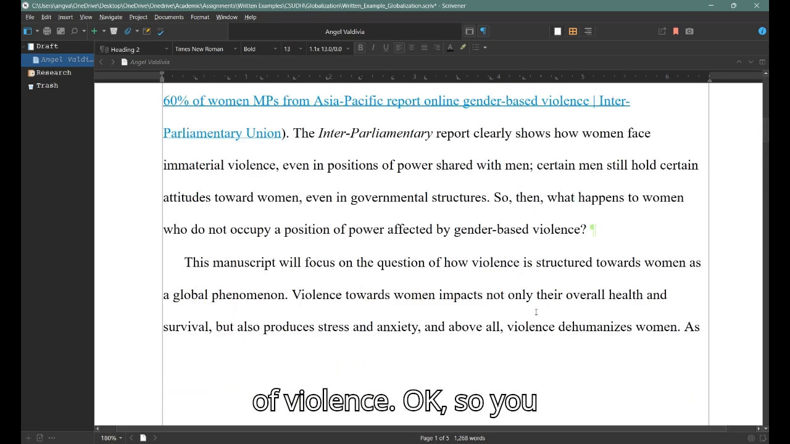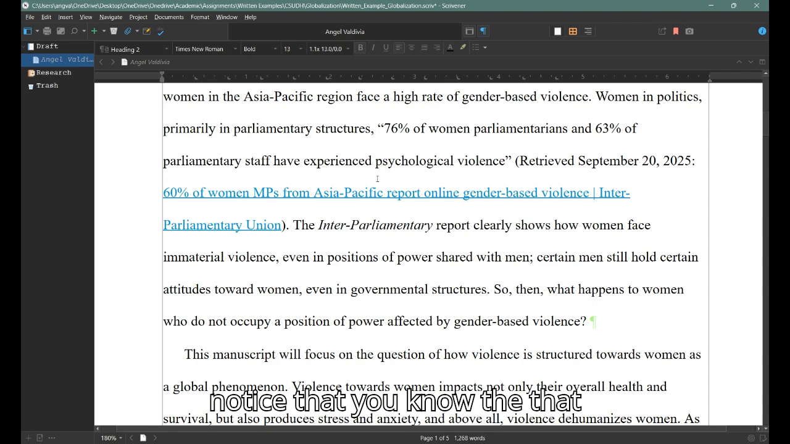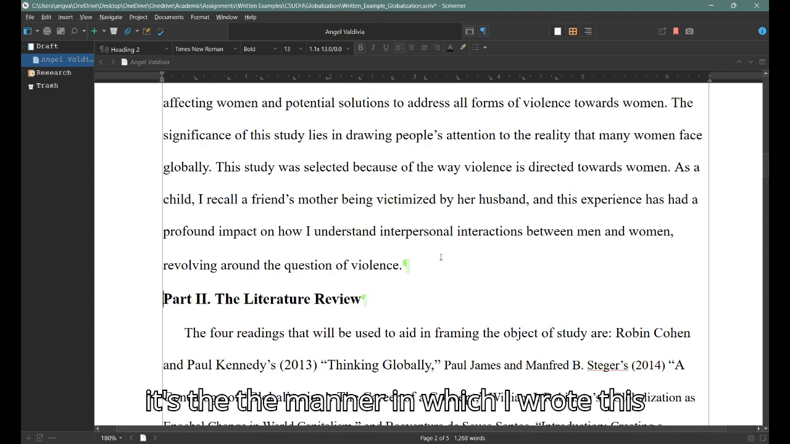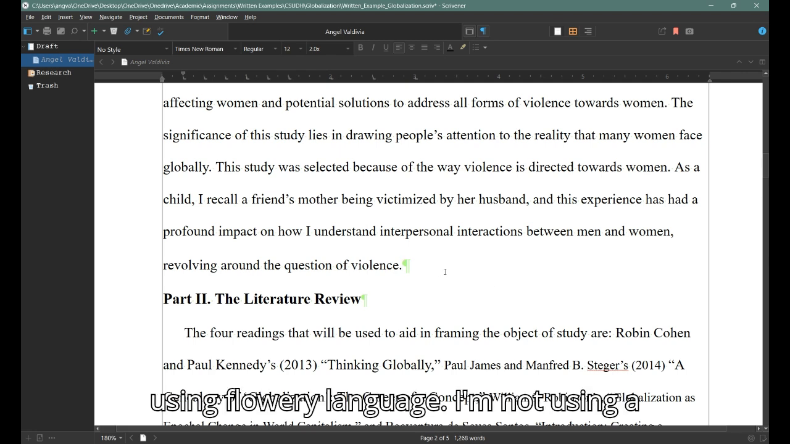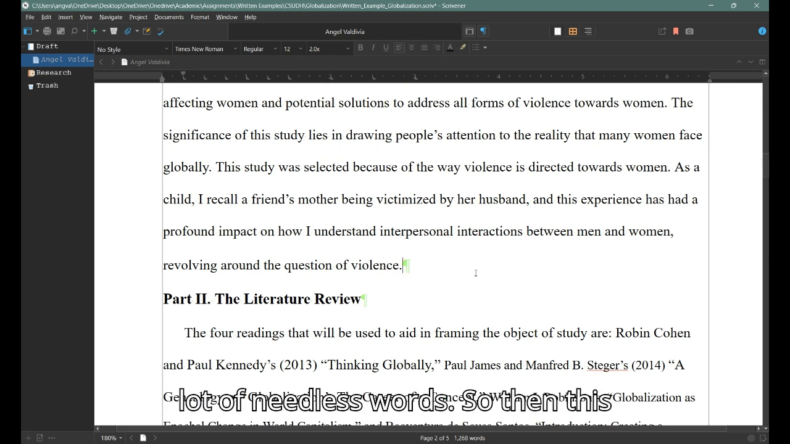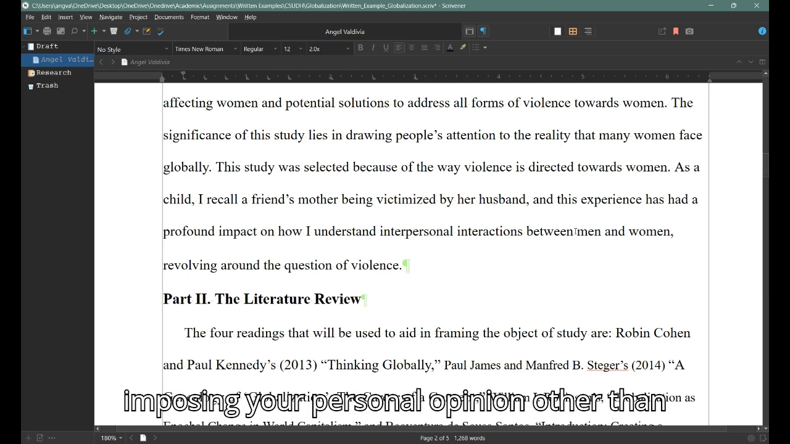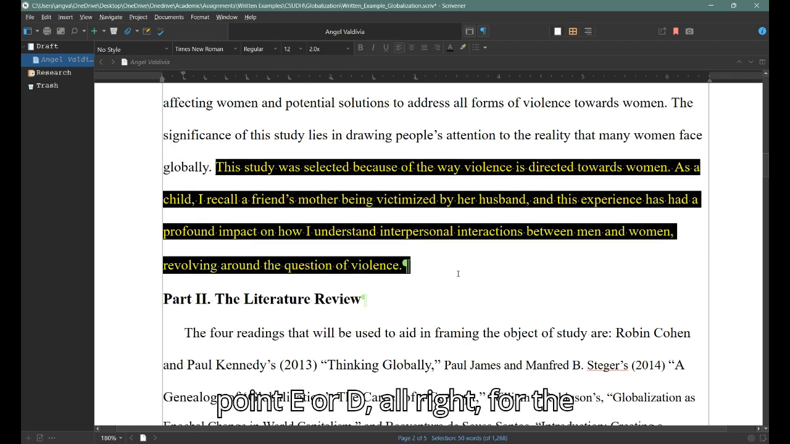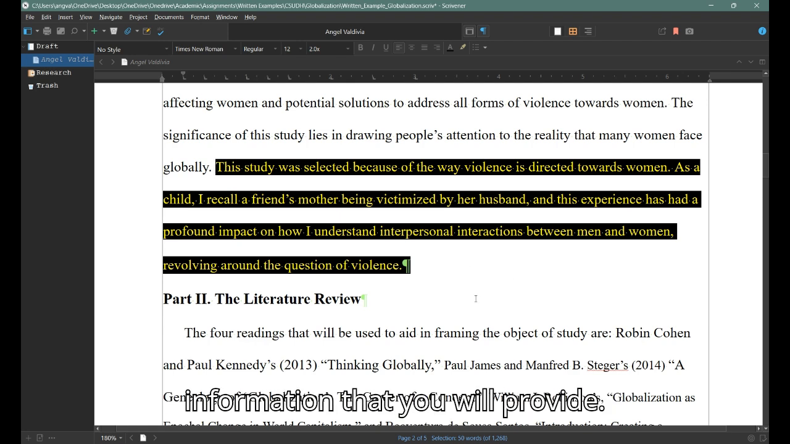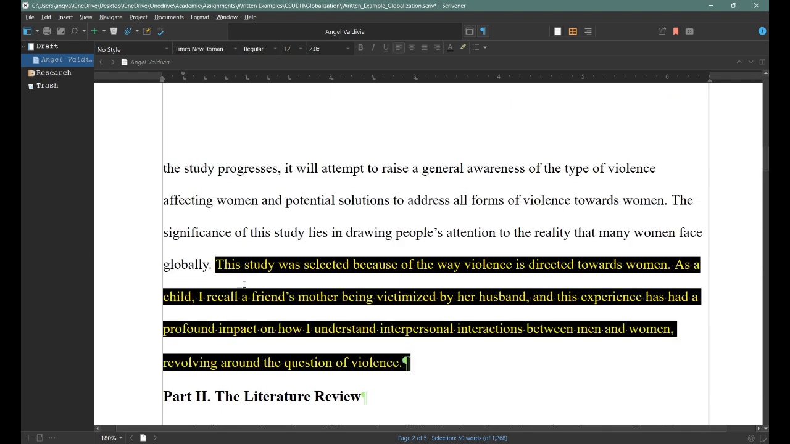Okay, so you notice that the manner in which I wrote this is pretty much straight, direct. I'm not using flowery language. I'm not using a lot of needless words. So this is how I expect you to write for a sociology class. It's a matter of fact. You're not necessarily imposing your personal opinion other than in the section which is point E or D, for the introduction. That is the only personal information that you will provide.